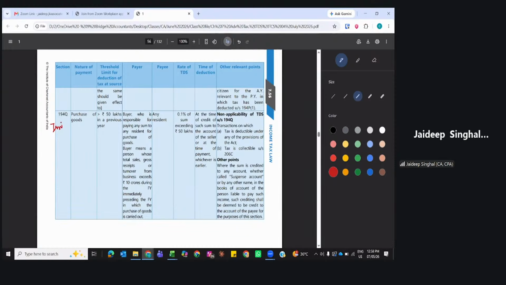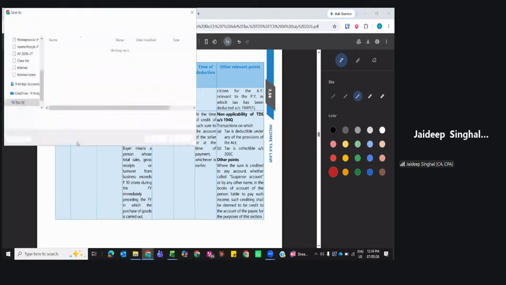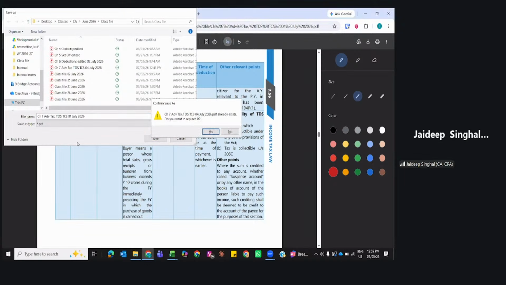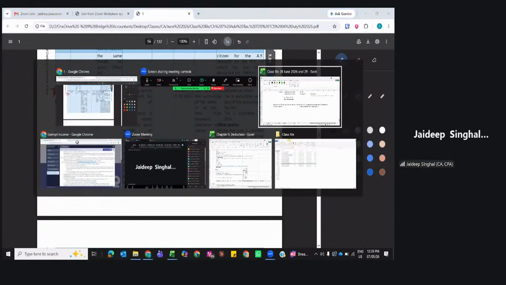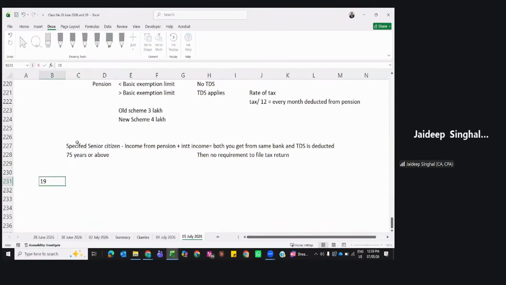Okay, 194Q. This is again important. The questions are asked frequently from this. Yes, 194Q is the common TDS section. Now, 194Q is for purchase of goods.